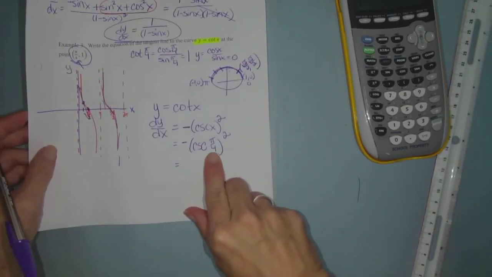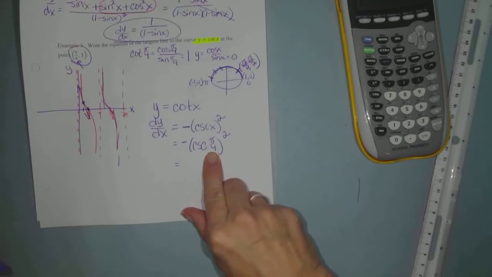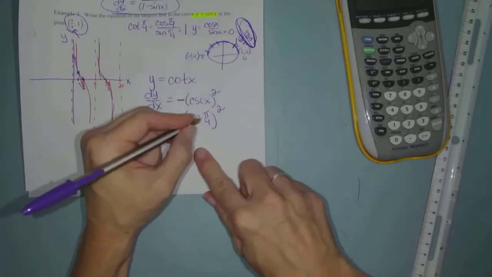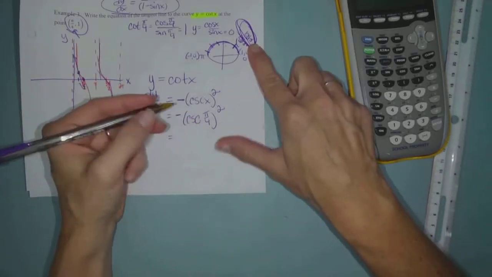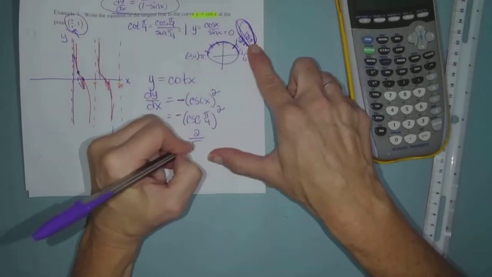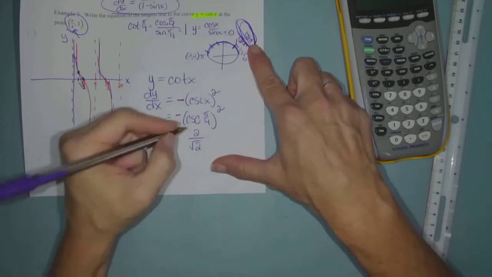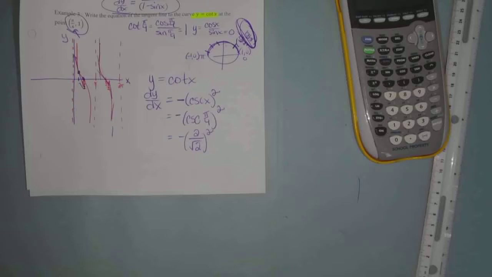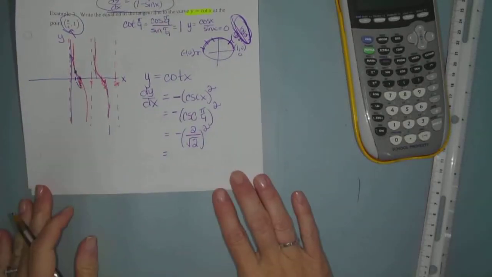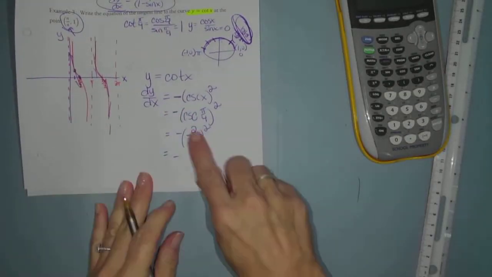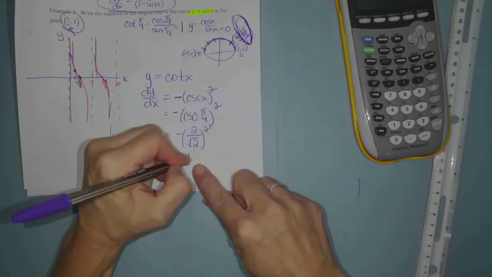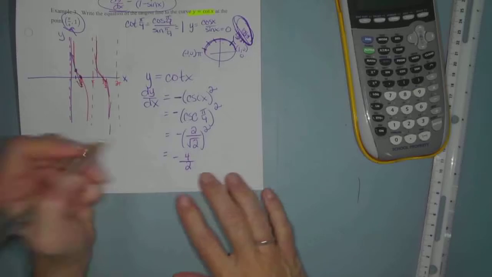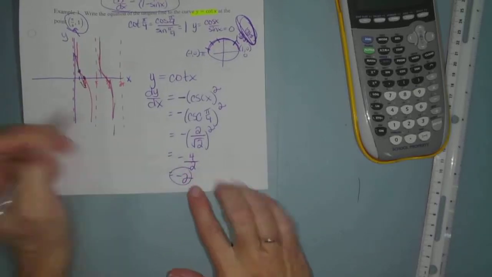Cosecant of pi over 4 is the reciprocal of sine. So I've got to take my sine, which is root 2 over 2. I've got to flip it over or reciprocate it, square it, and then apply the negative. So this is going to give me negative 2 squared is 4, and square root 2 squared is 2. So my slope is negative 2.